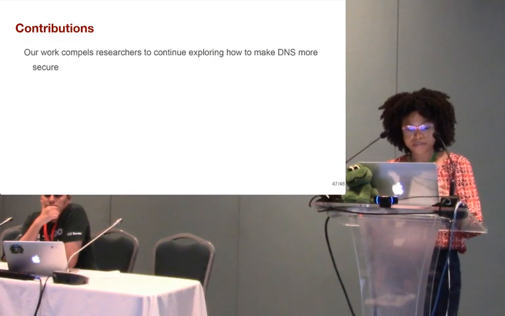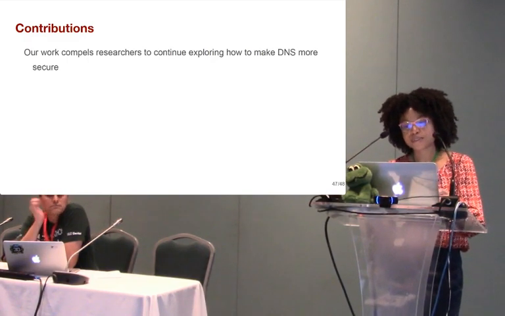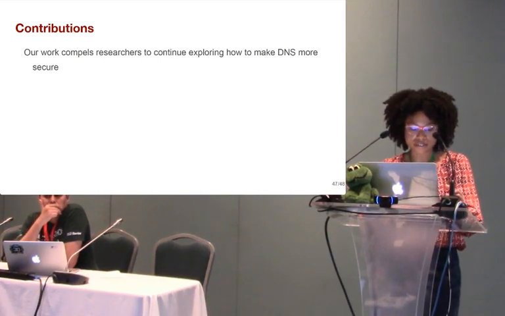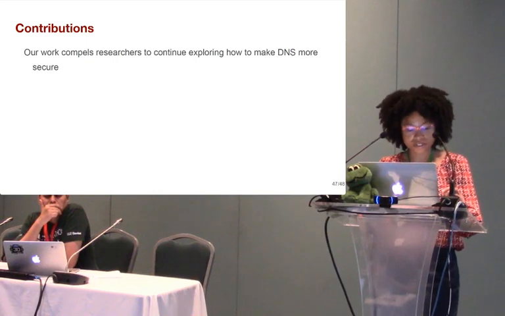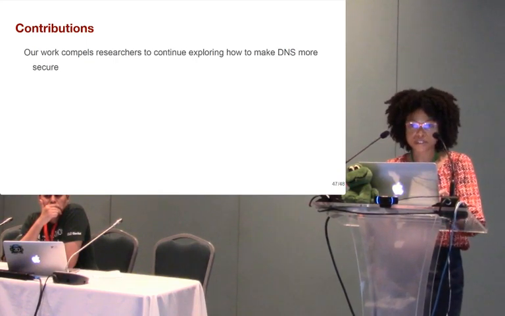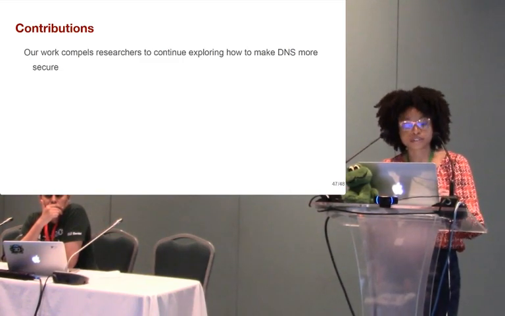So our work compels researchers to continue exploring how to make DNS more secure. And the moral of the story is that when you build a system like Tor, you have to look at the surrounding technologies it uses because they won't necessarily adhere to your system's security and privacy goals.